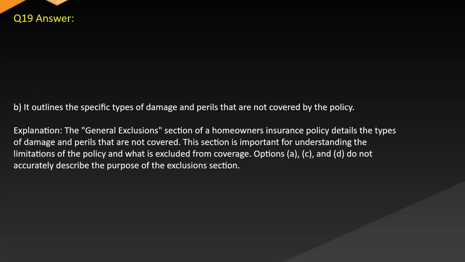Answer: B. It outlines the specific types of damage and perils that are not covered by the policy. Explanation: The general exclusions section of a homeowner's insurance policy details the types of damage and perils that are not covered. This section is important for understanding the limitations of the policy and what is excluded from coverage. Options A, C, and D do not accurately describe the purpose of the exclusions section.